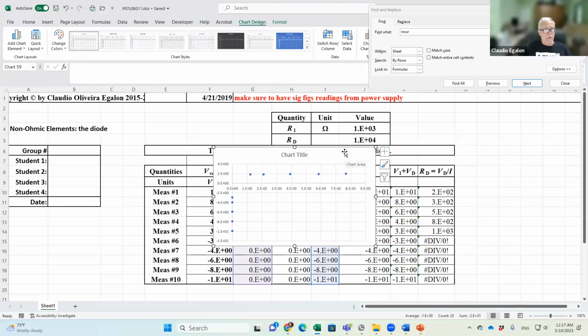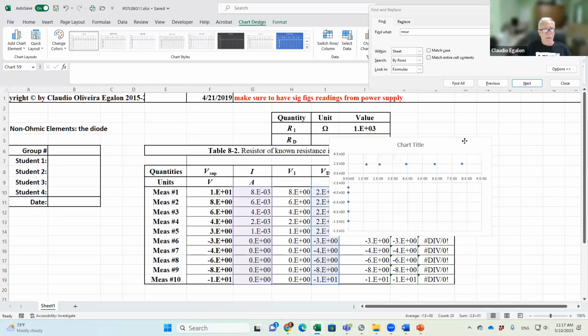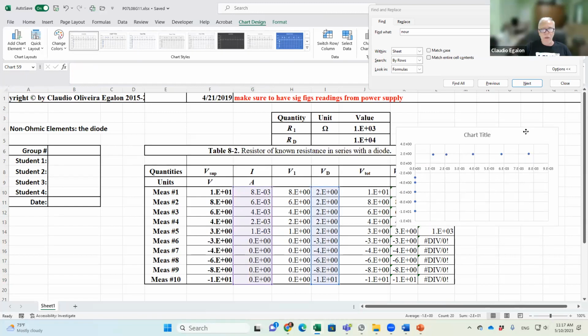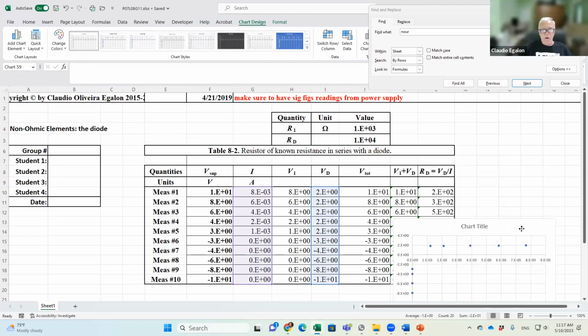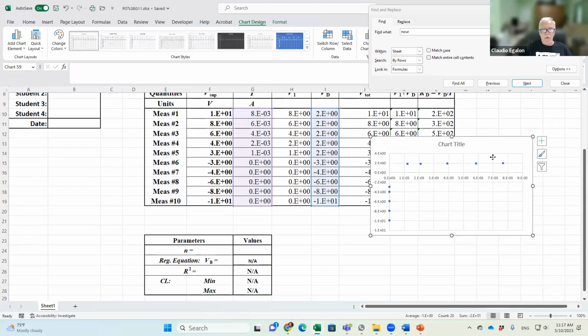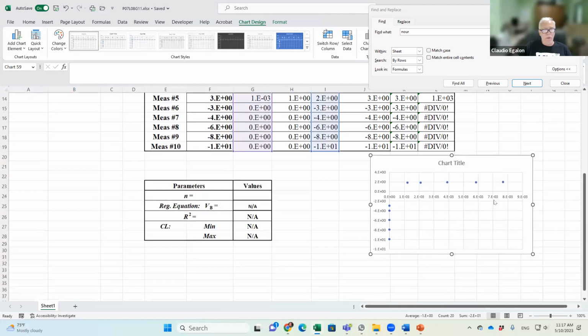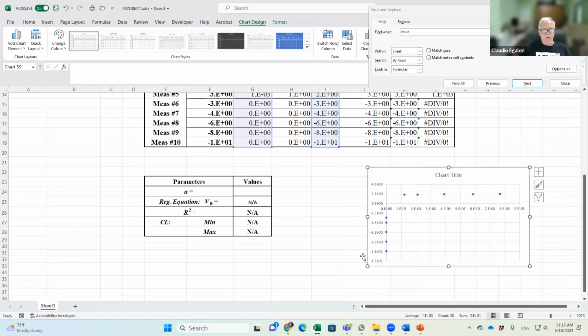the same graph that you usually got for the other case, right? It's not a straight line. Okay, it's not a straight line with a slope. It's going to be something like that.